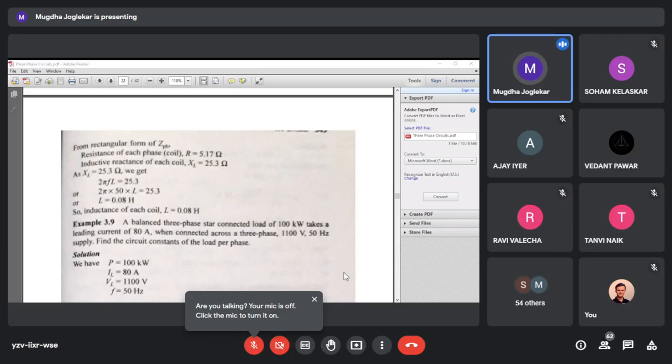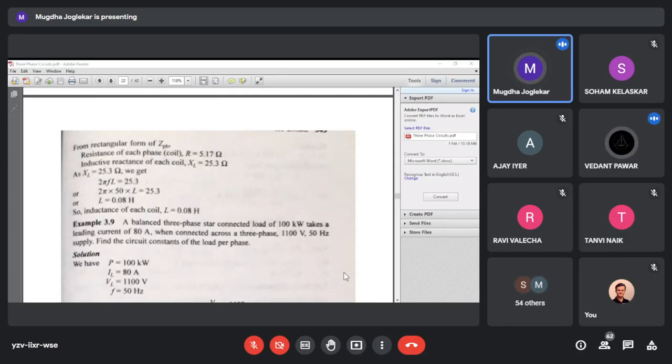So what is the equation of the inductive circuit? It is R plus JXL, and Z is Z at an angle of phi, because the voltage is leading. Whenever the voltage will lag, at that time it will be minus phi. Whenever the voltage will lead, at that time it will be plus phi. Are you getting my point? Yes. So relate your phasor diagram with voltage and plus and minus phi.